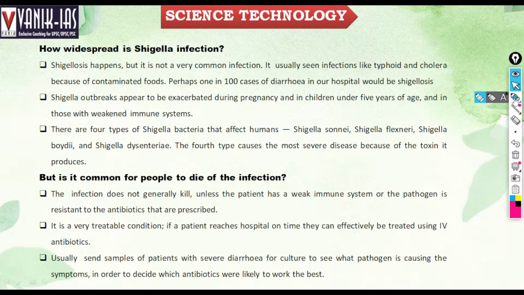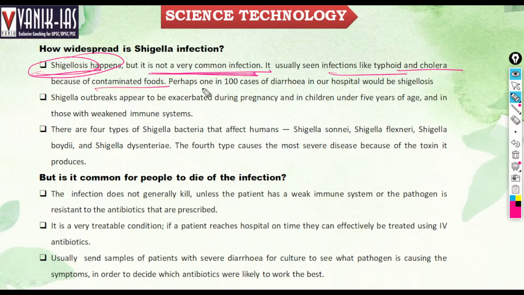And how widespread is the infection? Shigellosis is not a very common infection. It is usually seen along with infections like typhoid and cholera because of contaminated foods. Perhaps 1 in 100 cases of diarrhea in a hospital would be shigellosis. So one in 100 cases of diarrhea will be shigellosis. That is a bacterial disease.